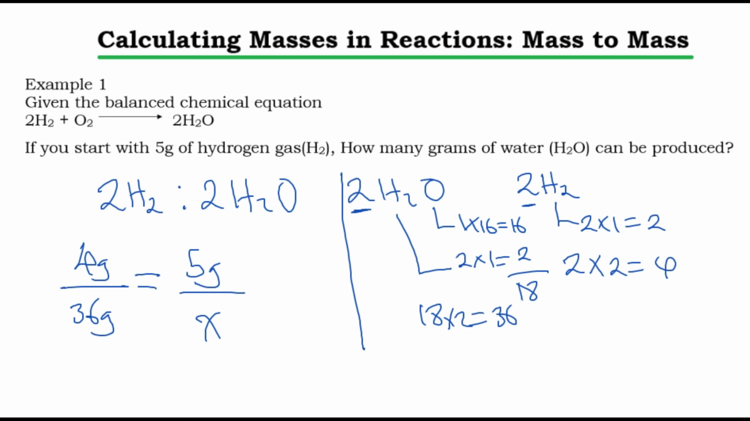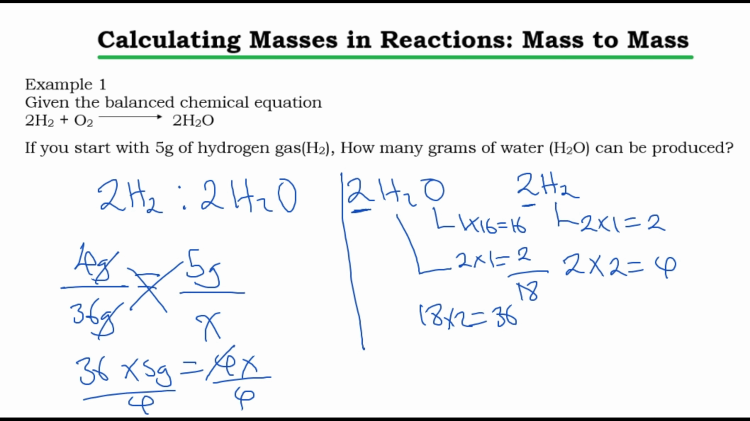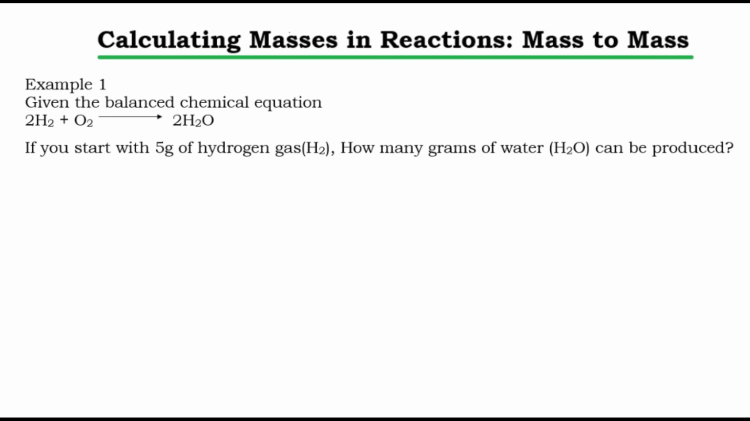So let's solve for this. The grams get cancelled. We cross multiply. 36 multiplied by 5 grams is equal to 4x, divided by 4 on both sides. You divide and you get your x as 45 grams. So 5 grams of hydrogen gas will produce 45 grams of water. Let's look at the next example.